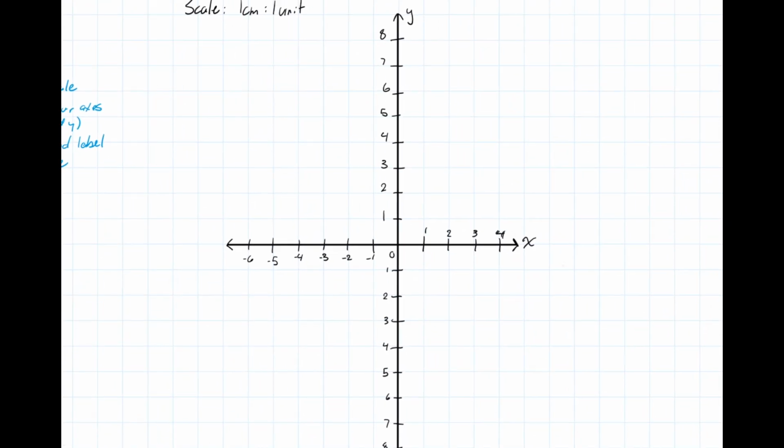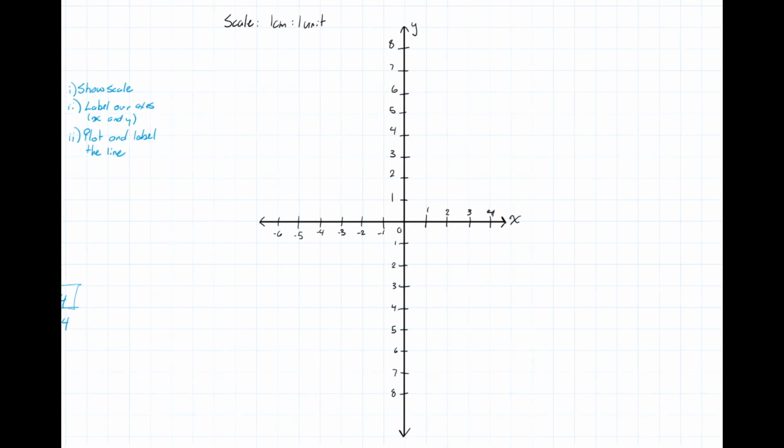So if we look at it, let me just zoom out. Typically they give you graph paper on the exam, but if we look at it, we have our scale shown here. We have our y-axis and our x-axis properly labeled. And as they told us in the question, our y goes from negative 8 to positive 8.